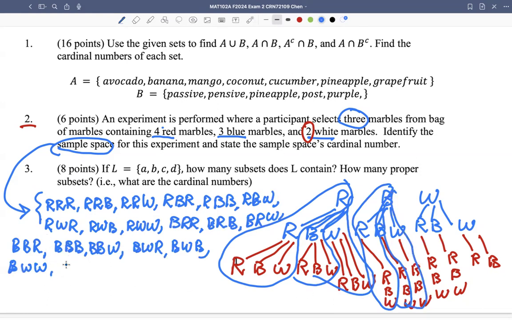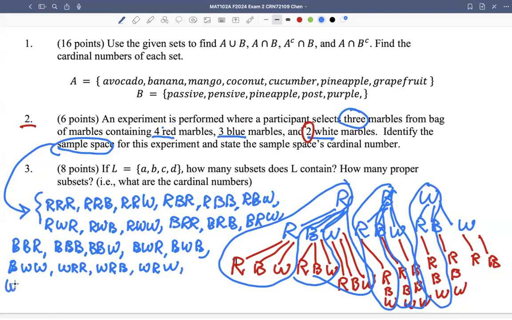Then for the first one to be white, I could have white, red, red, white, red, blue. First one white, second one red, I could have third one to be white. Right, that's this one.